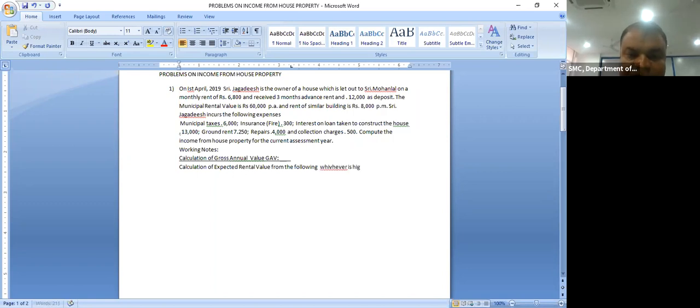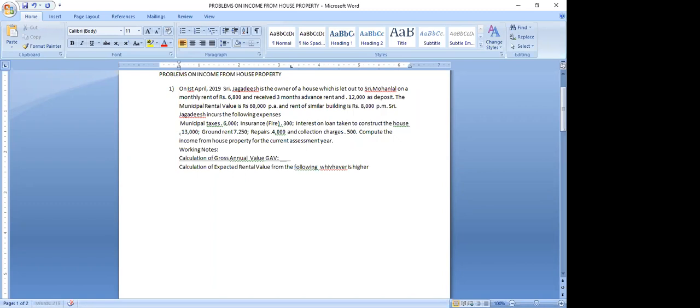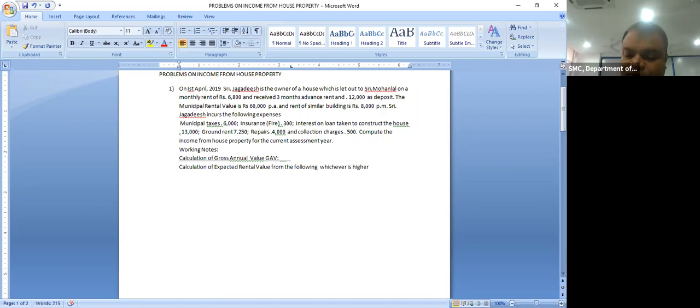Whichever is higher, right? So whichever is higher. Now here in this problem, what we have to take first is the municipal rental value, correct? Municipal rental value, which we call MRV. How much did he give in the sum? Municipal rental value is 60,000 per annum.